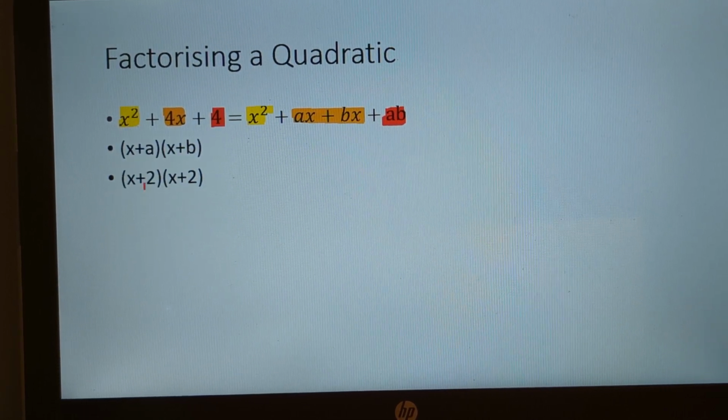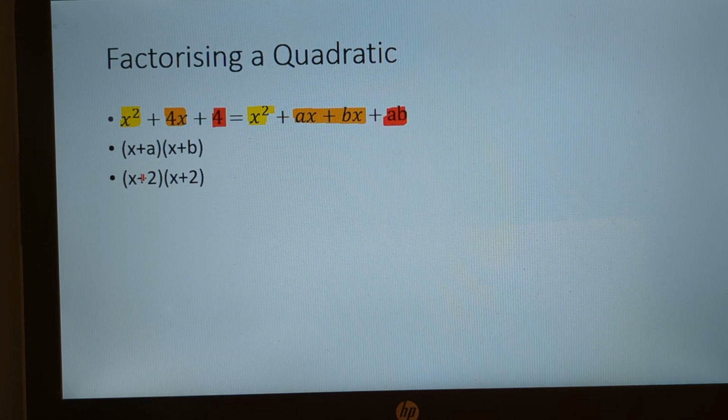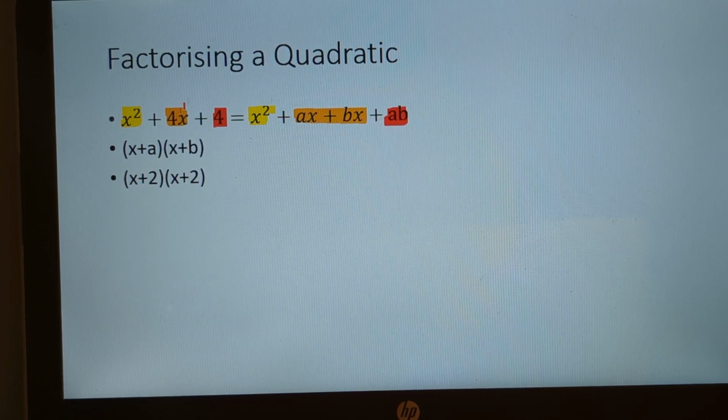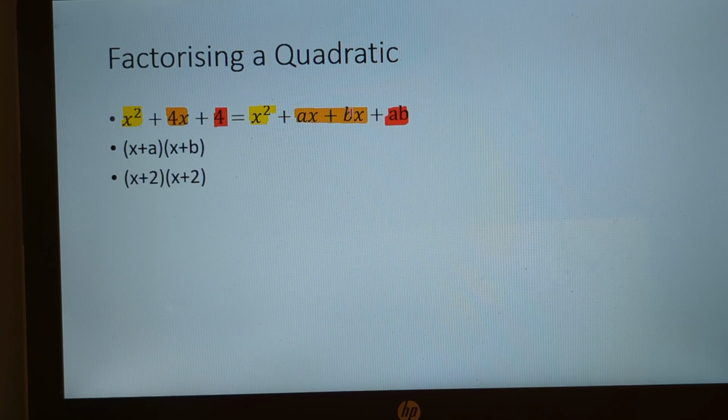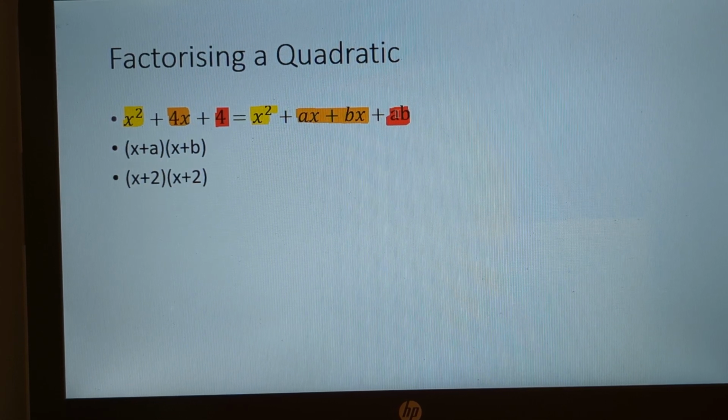So if you have it in the nice bracketed form of factorisation, x plus 2 and x plus 2. This is because when you add 2x and 2x together, that gets you your 4x, and if you multiply 2 by 2, that gets you your 4.